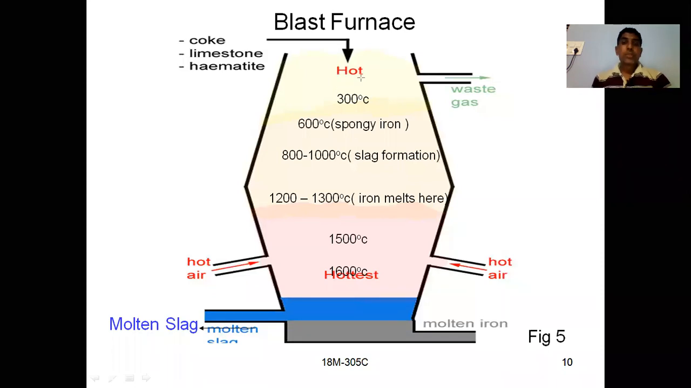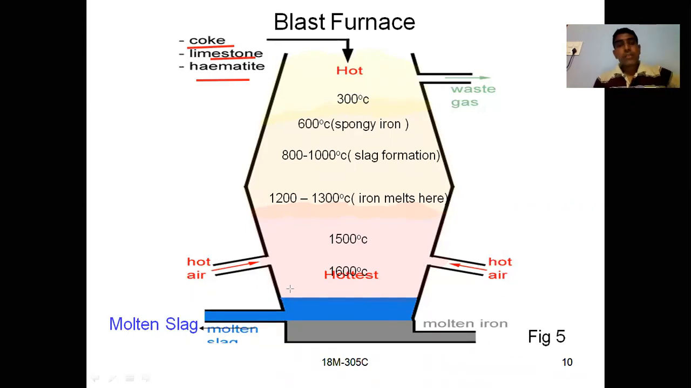See, if you see here, we are having a charge. What is the charge for a blast furnace? You are having coke, limestone, and hematite. So what is hematite here? Iron ore. Generally we can take any iron ore, but here they have taken hematite. So hematite, limestone, and coke are the charge for the blast furnace.